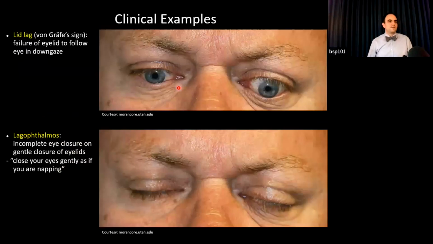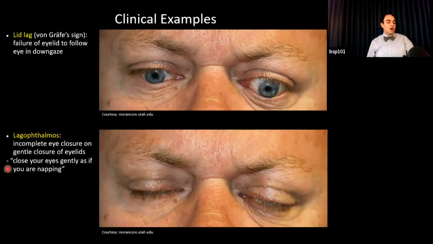This is one of the famous signs. It's thought to be pathognomonic, and it's not. Actually, lateral flare is much more pathognomonic than the von Graefe sign. This is where the eyes go down, but the lid lags behind the eye. So push the patient into down gaze, ask them to look down, and you see that the lids normally go down with the eyes, but that lid doesn't.